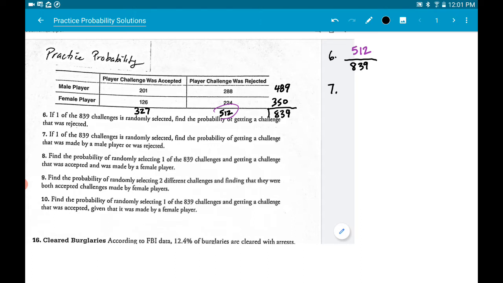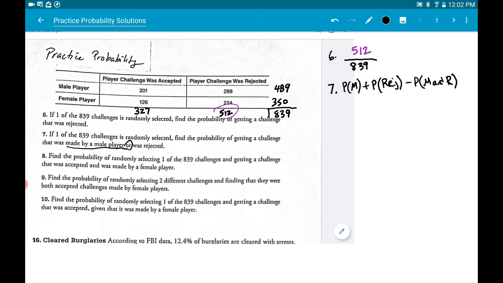Second one, it says find the probability of getting a challenge that was made by a male player or was rejected. So the setup here is we want the probability that they're male plus the probability that it was rejected. And then we have this potential overlap. So male and rejected. We don't want to double count.